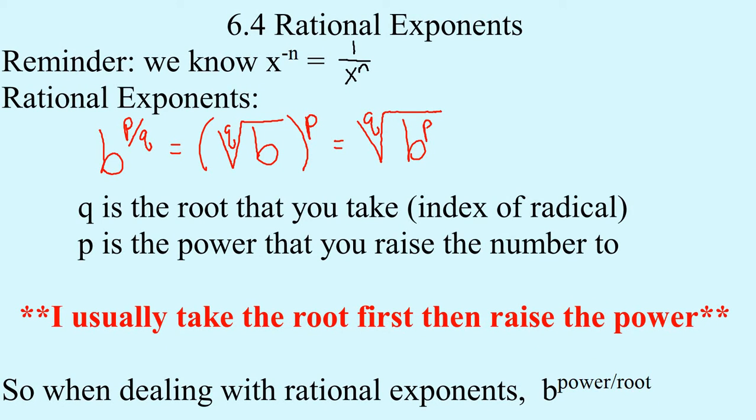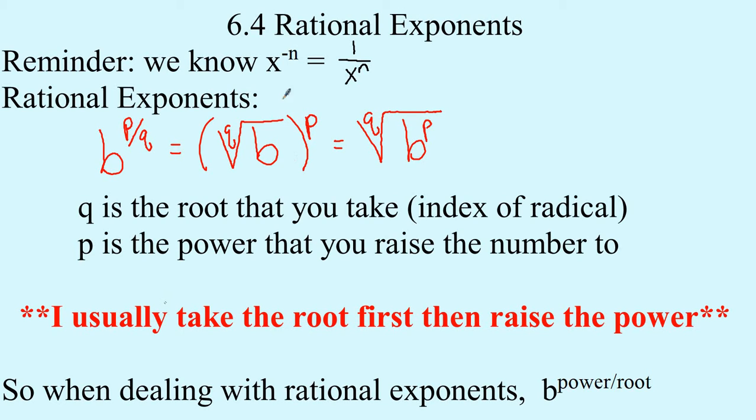Hello, today we're going to talk about 6.4 rational exponents. All right, so just a little reminder at the top, you want to remember that negative exponents mean fractions, while fraction exponents mean radicals. Okay, so when you have a fraction in the exponent, the numerator is the power, what you're raising it to, and the denominator is the index.